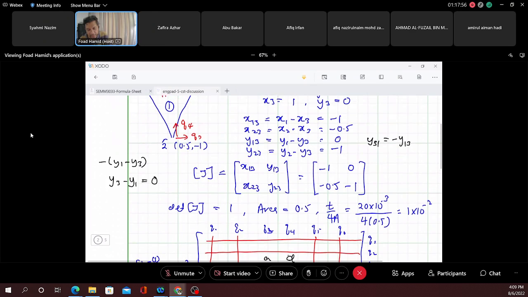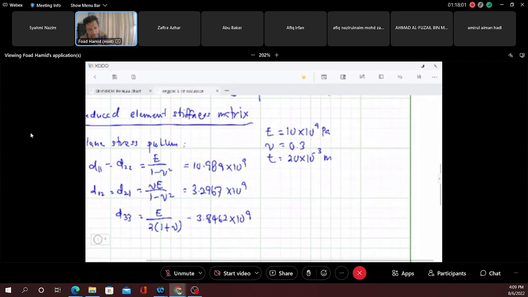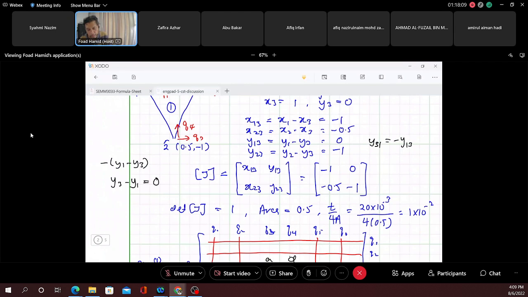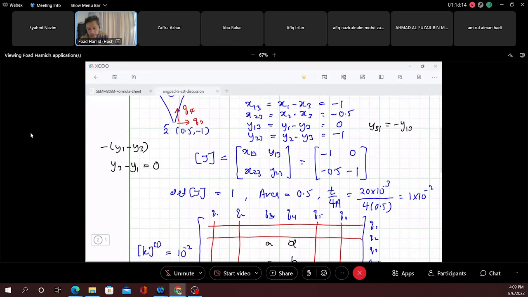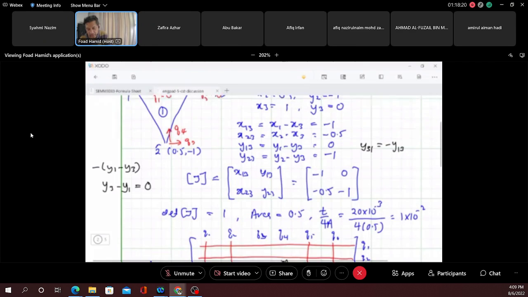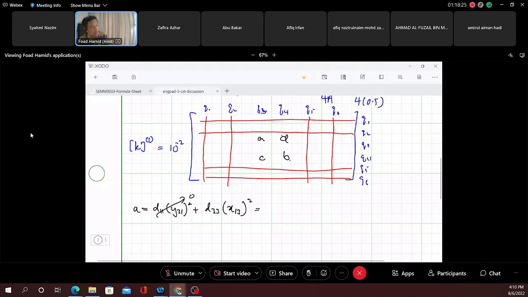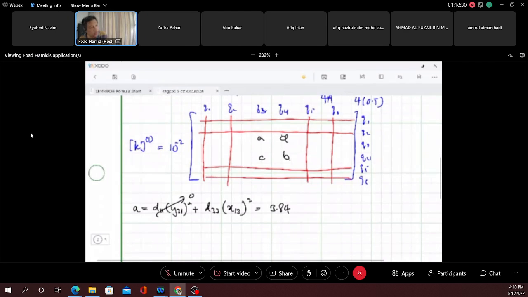How about D33? D33, I think we have calculated what is D33. Okay, so this is D33: 3.8462 times 10 to the power 9, times x13. X13 is minus 1, so it's just switching sign. Minus 1 squared is just 1. So this is just 3.8462 times 10 to the power of 9.